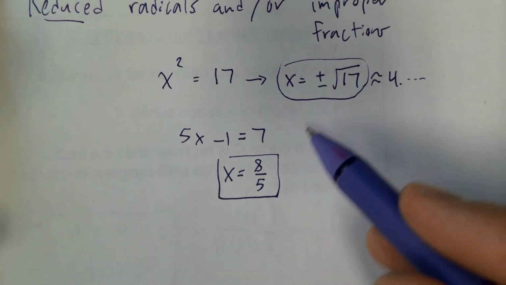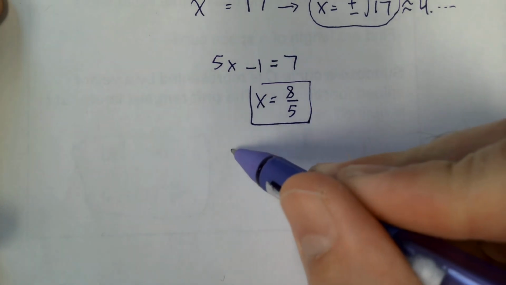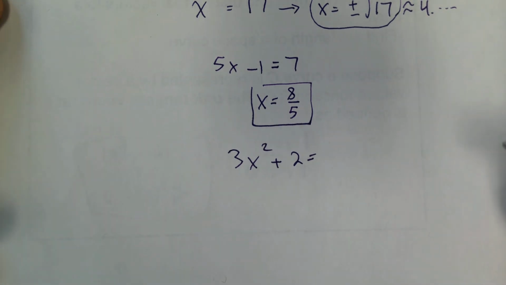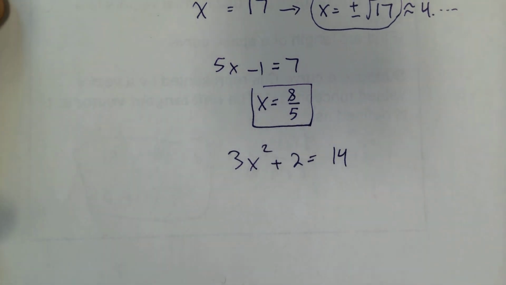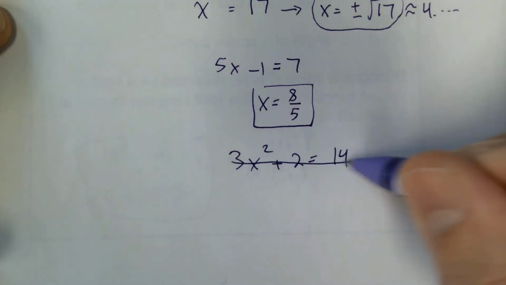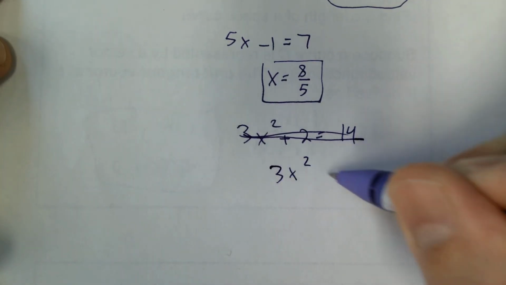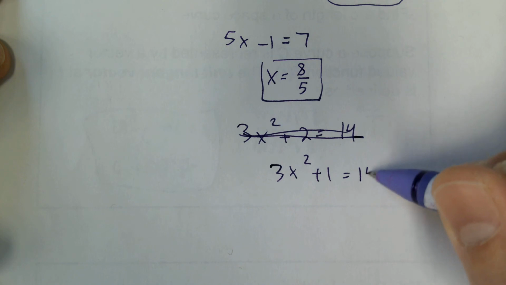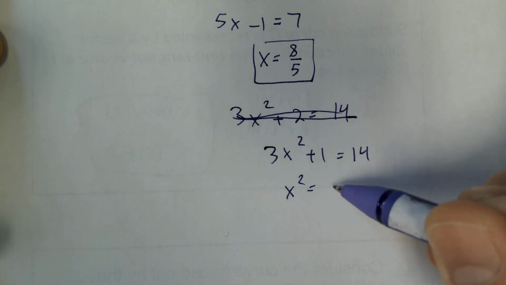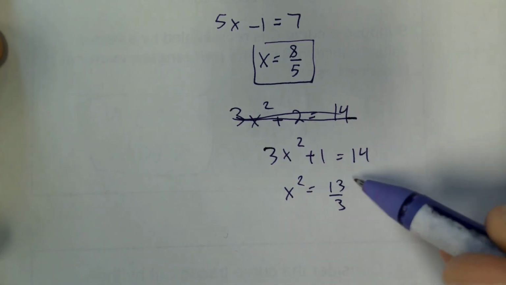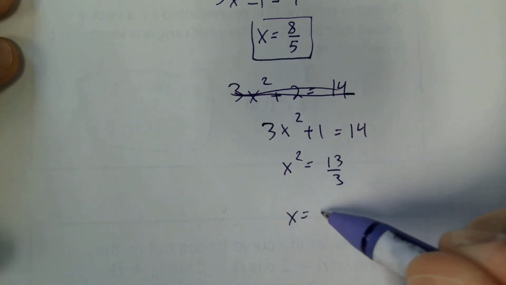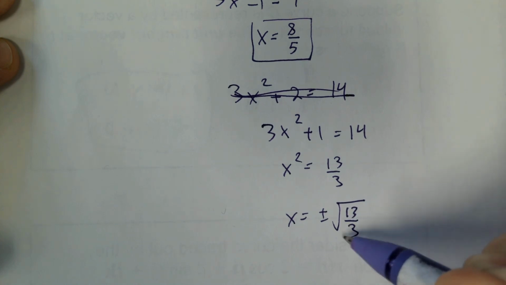So how about a combination of these two? Okay, so let's say you have 3x squared plus 2 equals, say, 14. Okay, well, actually, that's going to come out to be a nice whole number, so how about I change that up? 3x squared plus 1 equals 14. So if you subtract 1, divide by 3, x squared is 13 divided by 3, and again, we're going to leave that in improper reduced form. Then you take square roots. So there is your final answer.